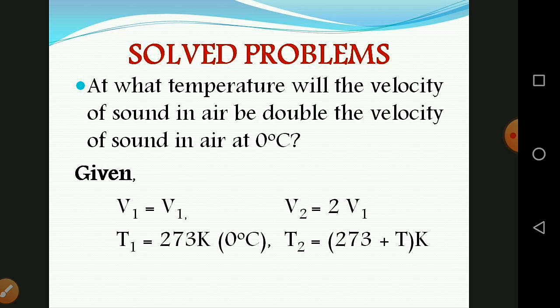So we know v1, v2, t1 and t2. We write v1, and v2, the velocity when doubled, is 2 into v1. We don't know the temperature t1, so if we give 0 degrees Celsius and convert to Kelvin, 0 degrees Celsius is equal to 273 Kelvin. And then t2 is equal to 273 plus t.